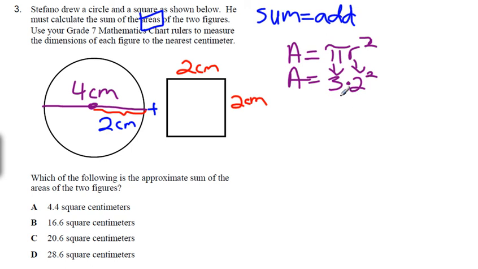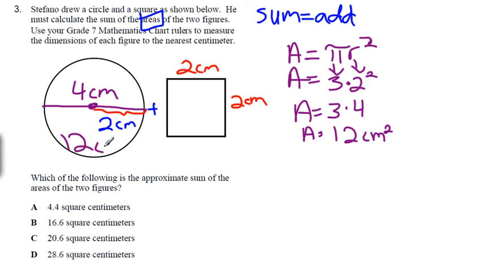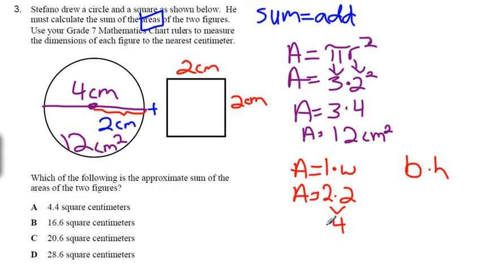So now we can work this out. 2 squared is 4, 2 times 2. Bring down the rest. And we can say the area of our circle is about 12 centimeters squared. So I can put 12 in here. And now our square, pretty straightforward. The area of a square is the same as the area of a rectangle, which is length times width, or base times height. And that's just going to be 2 times 2, which we know is 4.